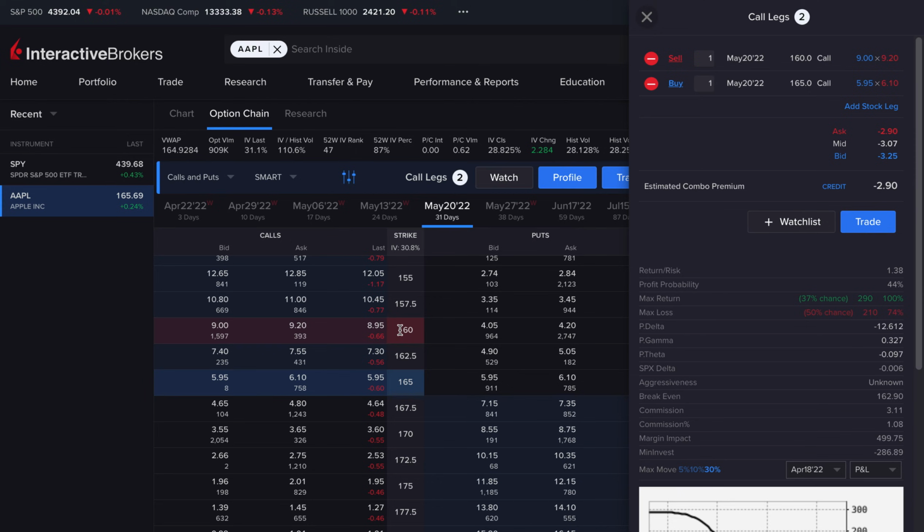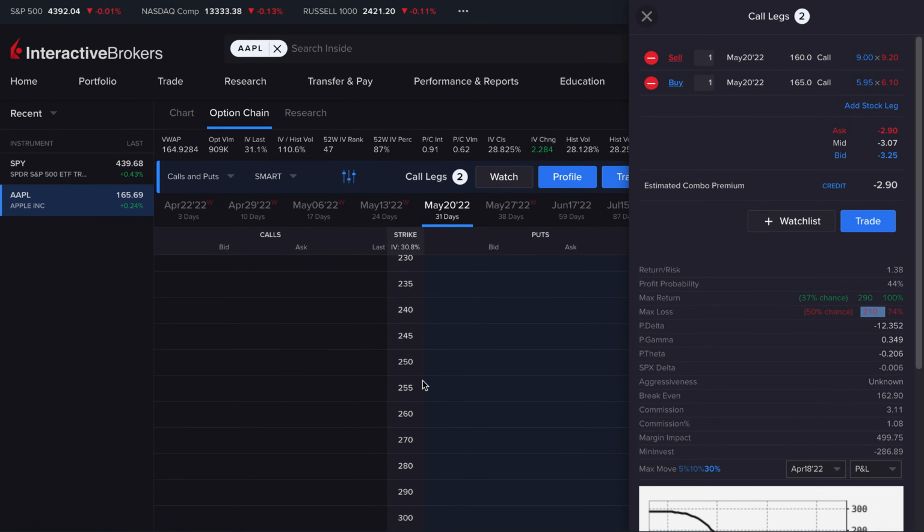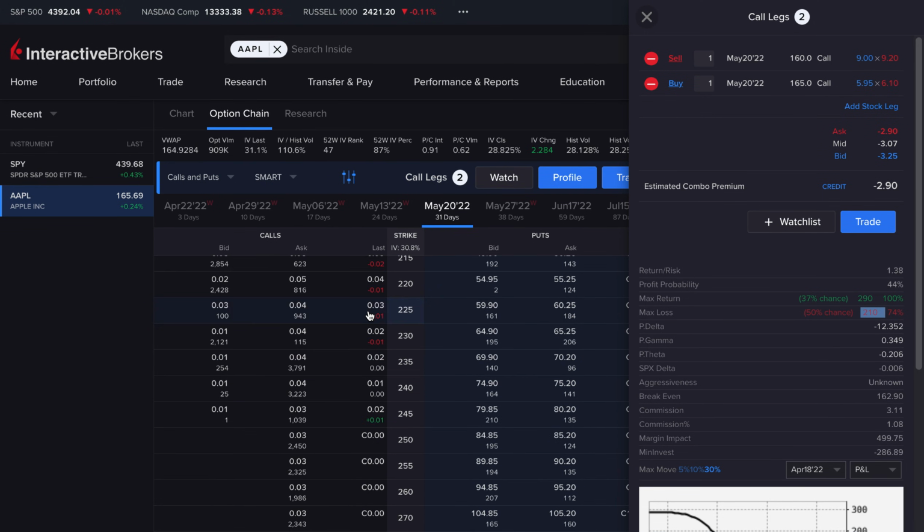However, if you are somewhere between the 160 and the 165, or even if you're above the 165, because I'm sure you're wondering what happens if you're above the 165, you can still never lose more than $210. That is the beauty of these types of strategies. You have defined risk and defined reward, okay? You have a max return of a certain figure, 290, and a max loss of another certain figure, 210. I know it's going to be a little bit of a hyperbole here, but let's say that the stock price is at 230. You still won't lose more than $210, all right?